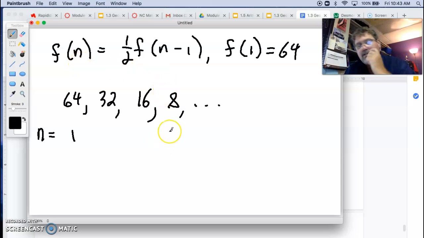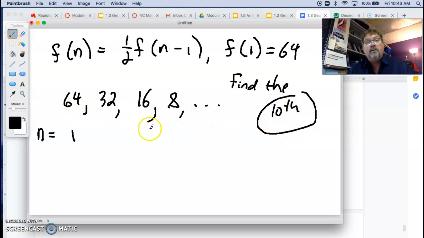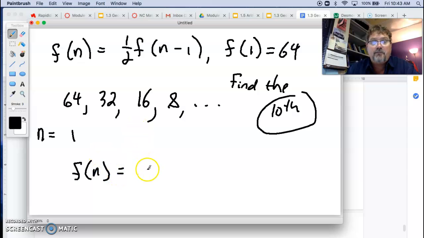Okay? Now, another question, and I hadn't planned to do this, they could ask us with this. Suppose they ask the question, find the 10th term instead of saying find the first 4. You could iteratively find your way to 10 using brute force, or you could write a formula for the nth term explicitly, which would be 64 times 1/2 to the n minus 1, and plug in 10 right there. So in other words, you'd be finding f of 10.